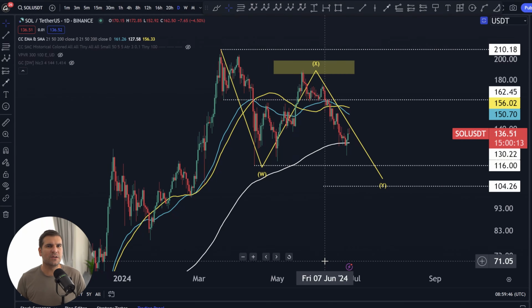Today we are going to be taking a look at the technical analysis on Solana, where I'll be reviewing the most recent price action and sharing my short to medium term Solana price predictions.